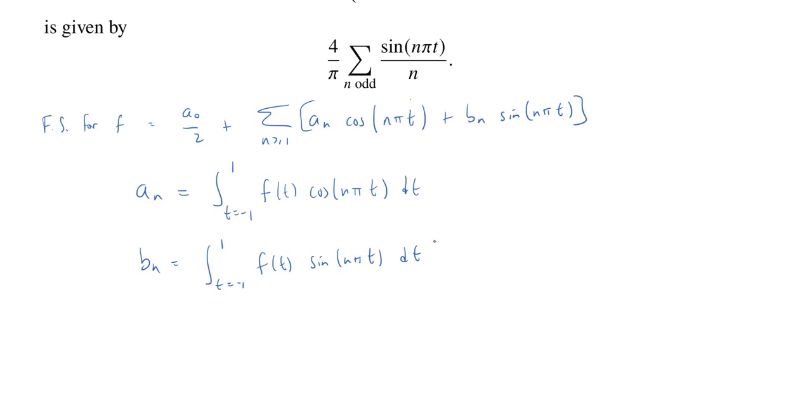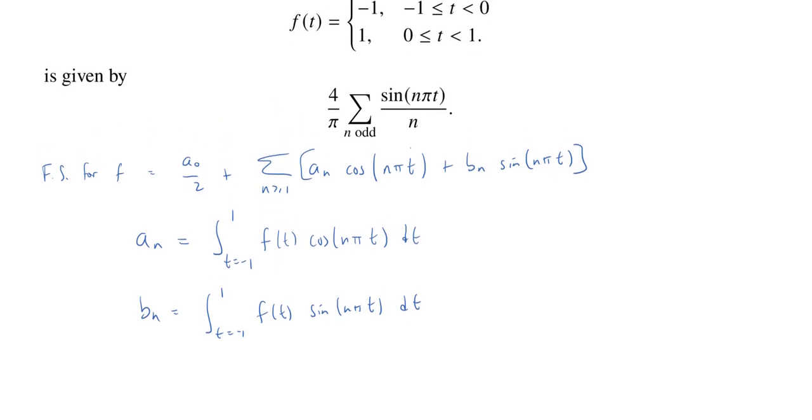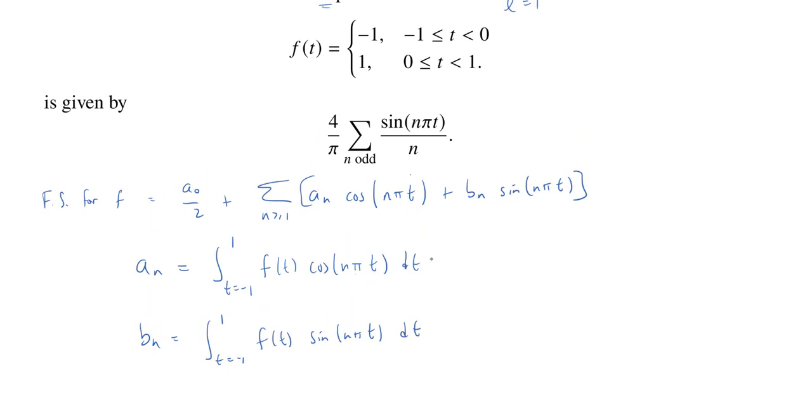Now, what can we say here? Well, the function is piecewise, so we're going to have to break these integrals up. I'm going to integrate from -1 to 0, and when I go from -1 to 0, I get a -1 for my value of f. So this is actually just negative cosine of n pi t. Then I'll integrate from 0 to 1, and on that interval, f is just 1. So I just get cosine of n pi t.